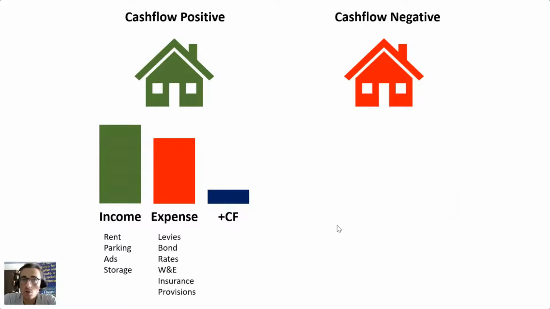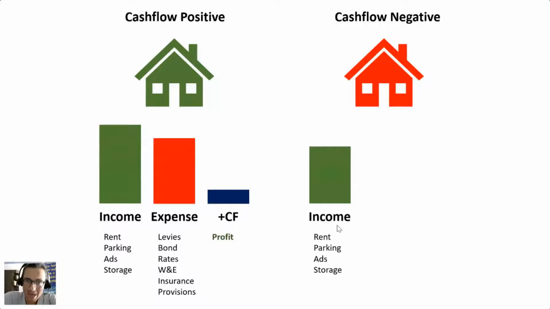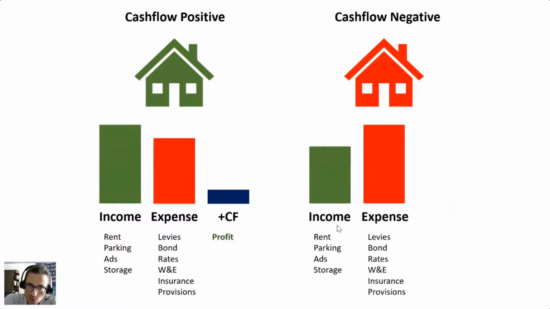Your expenses are your levies, your bonds, your rates and taxes, your insurance, your provisions, etc. And then your cash flow is your profit. So if your cash flow coming in is greater than your cash flow going out, you've got a property asset. It's bringing money into your pocket. When you've got a cash flow negative situation, your income is less than your expenses, you're left with a loss.